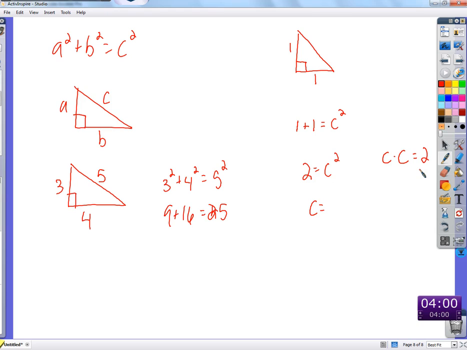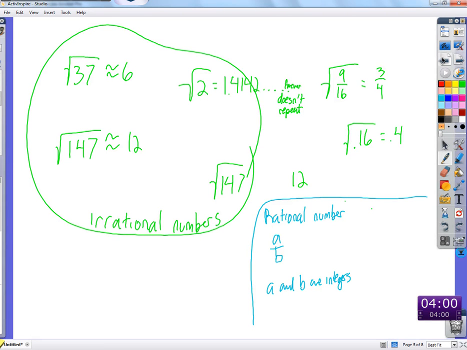Two times one does equal two, but C has to multiply by itself. It's just a definition. It's the square root of two. Whatever the square root of two is, C is it. The length of this side is the square root of two. If you could find the square root of two, you would know how long C was. We already talked about the square root of two. It's close to 1.4142, forever.